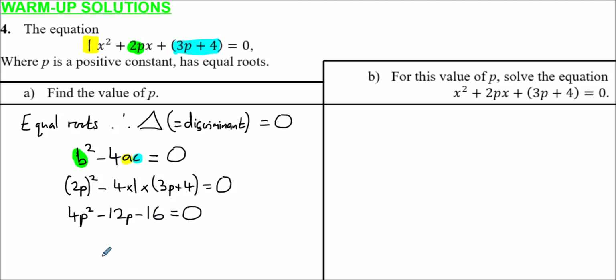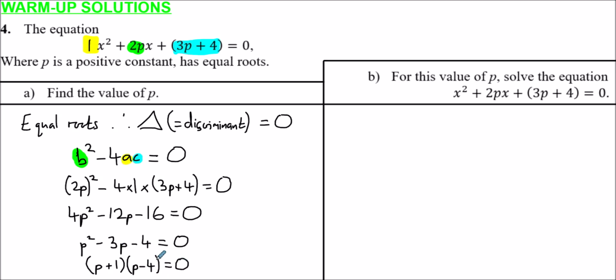Now before we try and factorise this with all these terms, have a look at the coefficients here. All these numbers can be divided by 4. And so if we divide through the whole thing by 4, we obtain p squared minus 3p minus 4 equals 0. So this can now be factorised. We can put this into brackets and have p plus 1, p minus 4 equals 0.